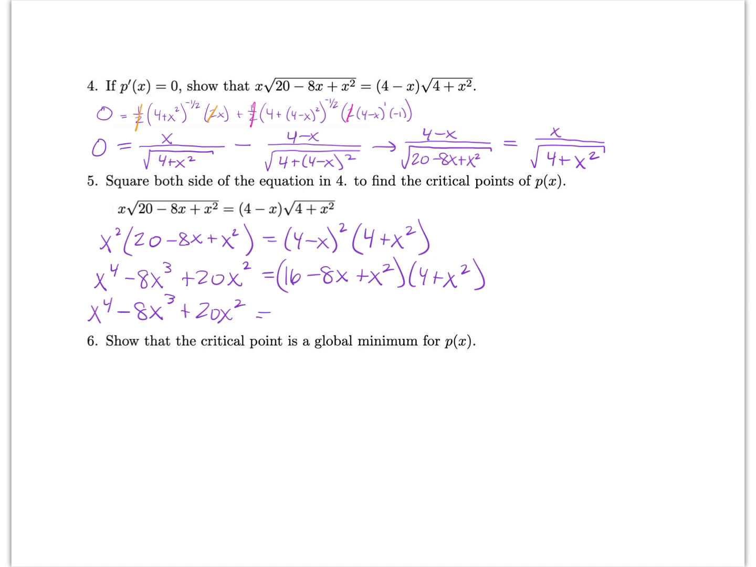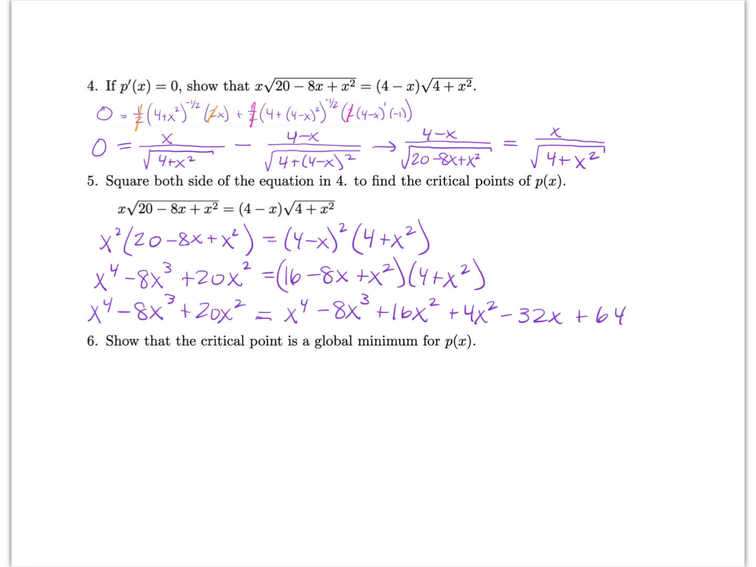Okay, so I'm going to distribute my x squared, and I get x to the fourth minus 8x cubed plus 16x squared. And then I'm going to distribute my 4. So I just did my x squared to every term in the first parentheses. And now I'm going to do my 4 to every term in the first parentheses. So I have plus 4x squared minus 32x plus 64.